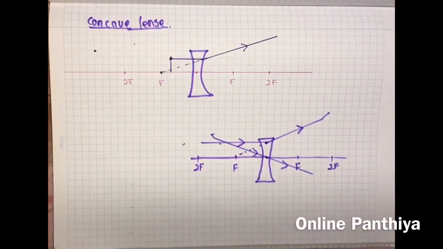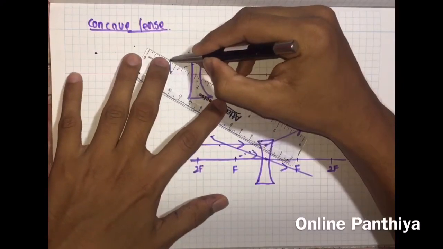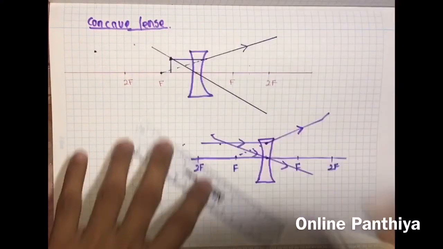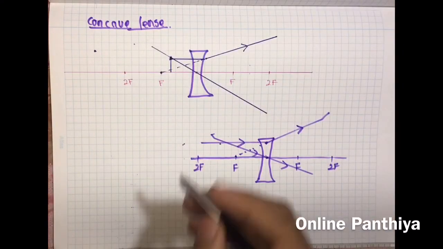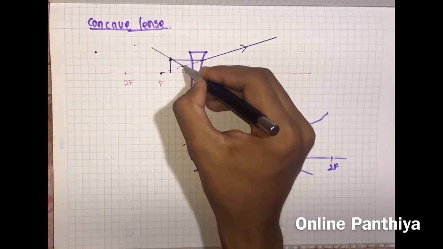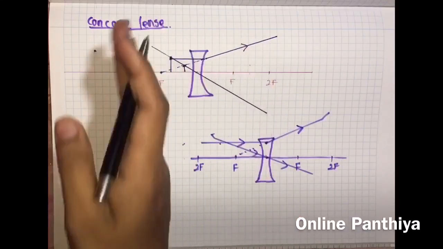And what is the next one? Yes, you can draw this, the one which goes through the optical center. Now where is the image formed? The image is formed where these two lines meet. So this is the only possible place. Understand, it is formed on the same side.